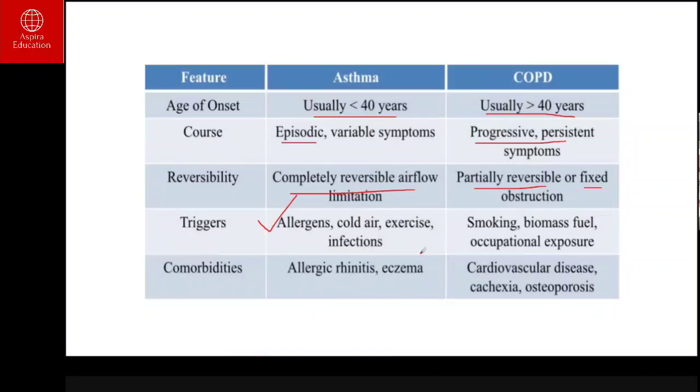Triggers can be allergen, cold air, exercise, or infection. Here the risk factors are smoking, biomass fuel, and occupational exposure. The comorbidities are allergic rhinitis, eczema, GERD, obesity. Here the comorbidities are a little more serious: cardiovascular diseases, cachexia, osteoporosis, anxiety, and depression. Why it is important to mention comorbidities is that they are also one of the triggering factors for asthma. Despite optimum treatment, good inhaler technique, and good control, asthma can be triggered by comorbidities. So always keep comorbidities in mind when you are suspecting an acute exacerbation of asthma.